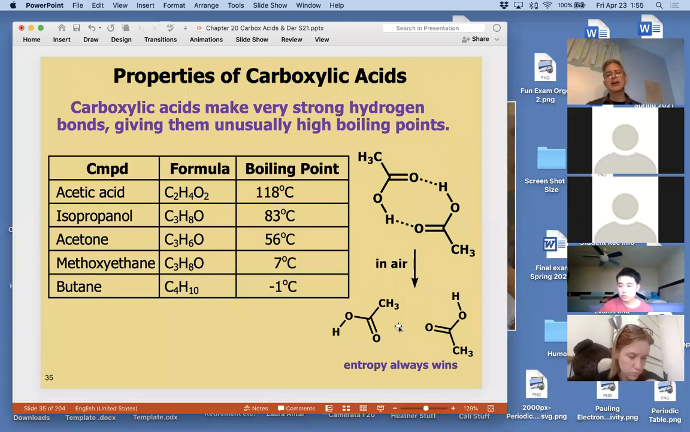And in the air, they separate anyway. I mean, entropy always wins. At the end of the day, the whole universe is going to go dark. Entropy is going to win. That's a long way off. I don't know about diacids. It probably just depends on the size.